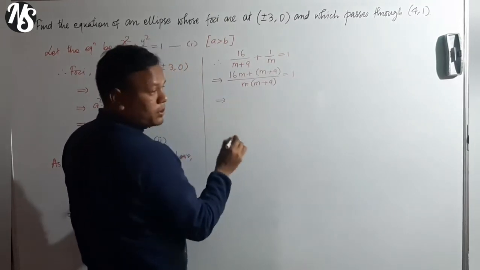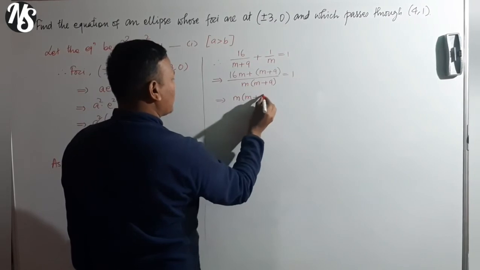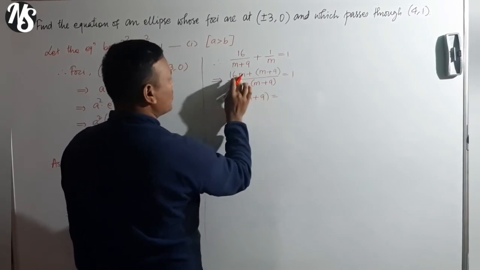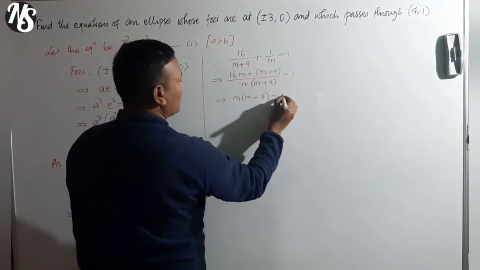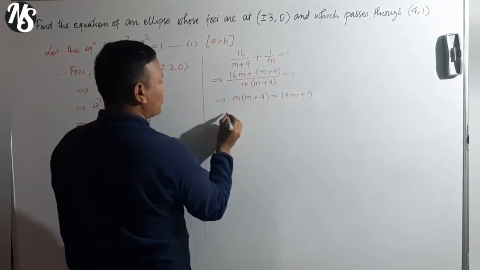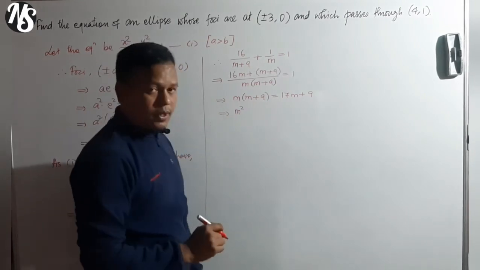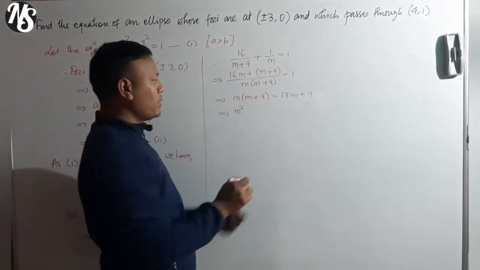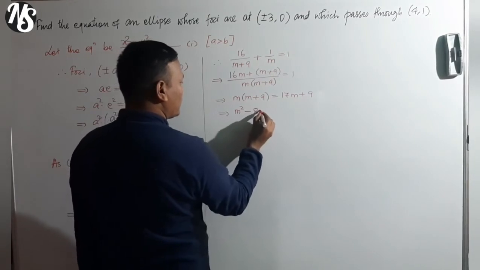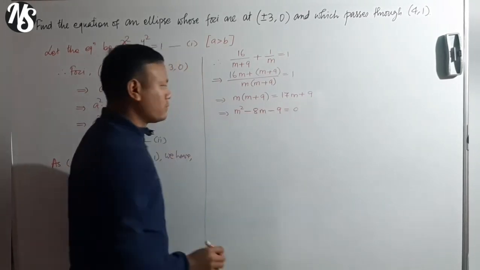So do the cross multiplication. So this into 1 becomes m into m plus 9. So this is equal to 16 plus 1, that is 17m plus 9. So open up the bracket. So you'll get m square plus 9m. Yes. So this comes out here becomes m square minus 8m minus 9 equals 0.